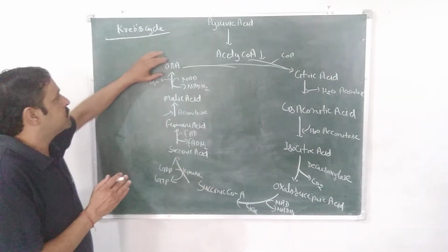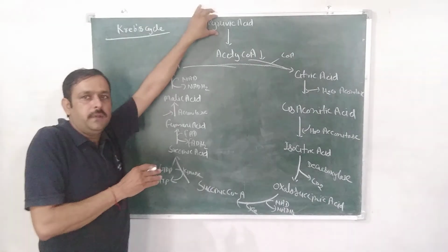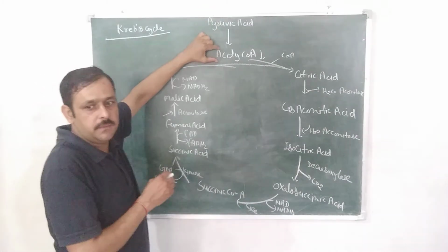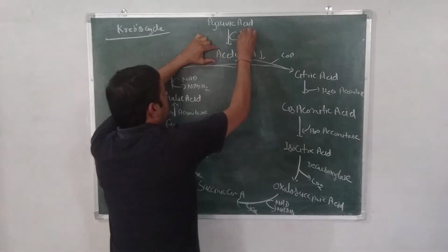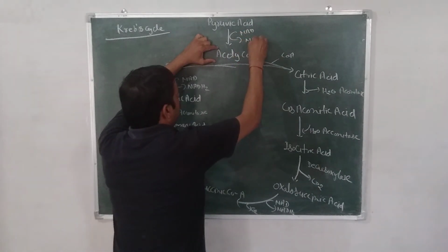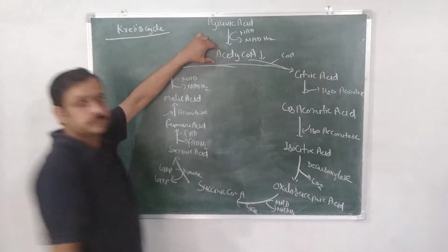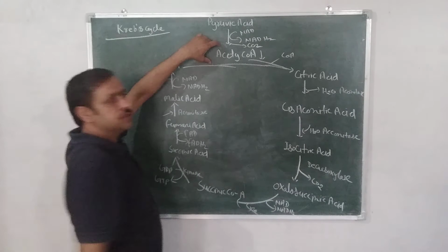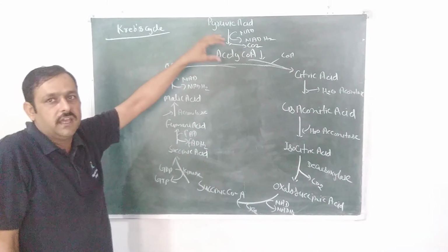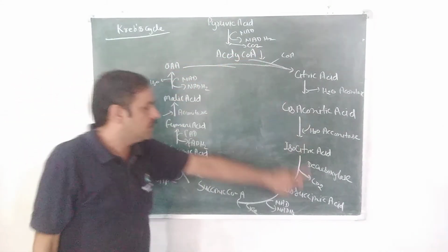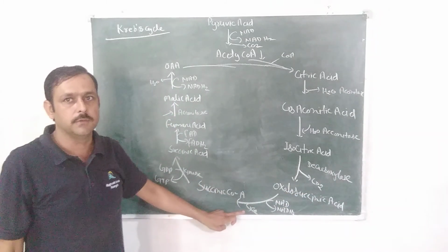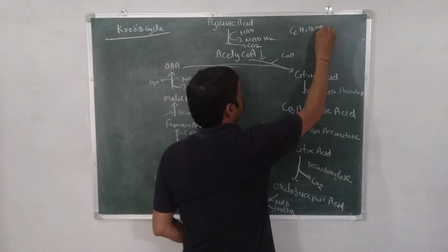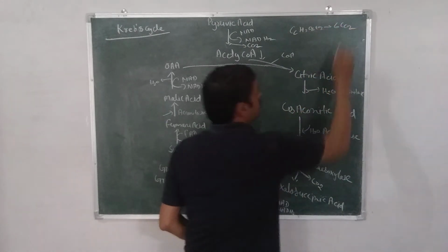Look at the cycle. First of all, pyruvic acid is formed in glycolysis, and from pyruvic acid acetyl coenzyme A is formed, and here NAD is also converted into NADH2. And one carbon molecule is also released. So we can see 1 carbon, 2 carbon and 3 carbon molecules. And what is the reaction? C6H12O6 plus O2 is equal to 6CO2.